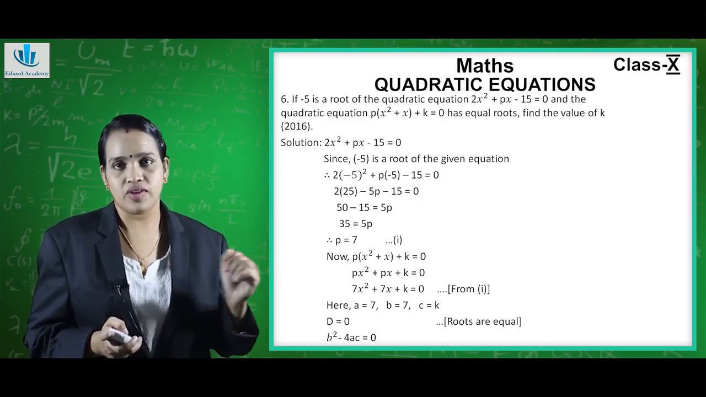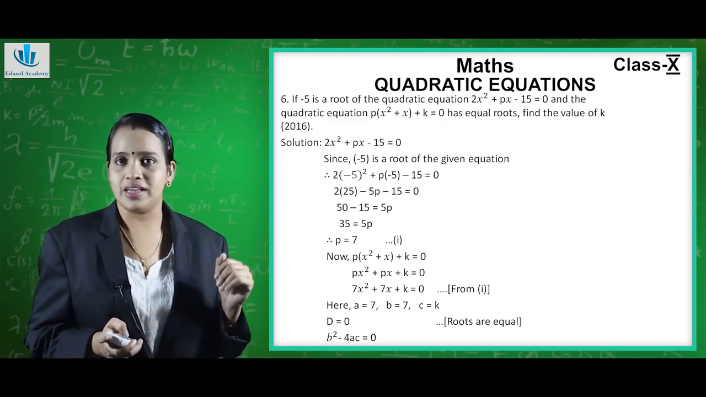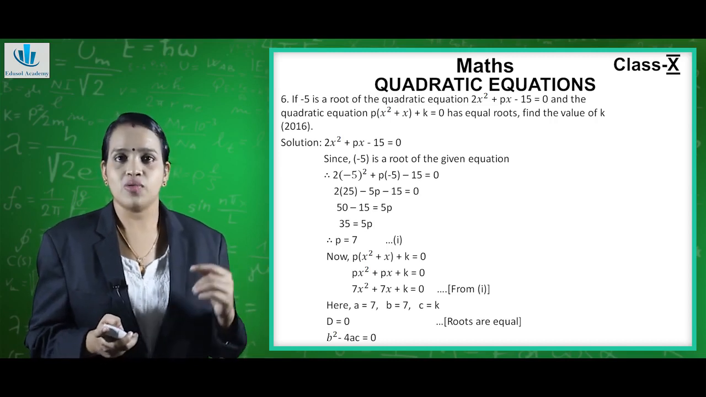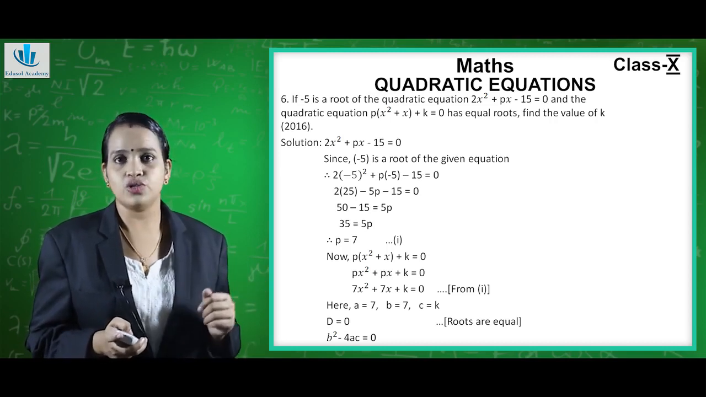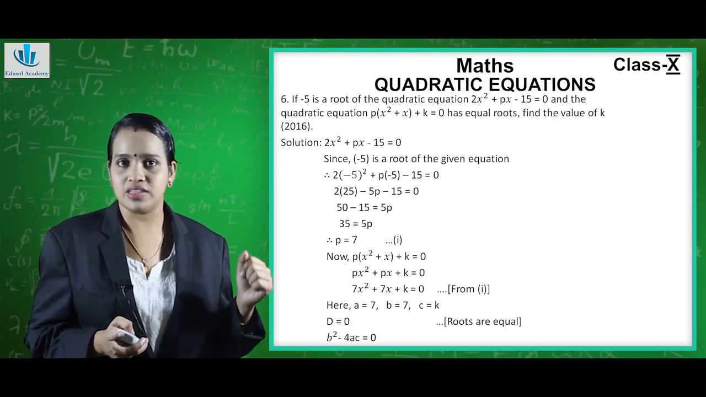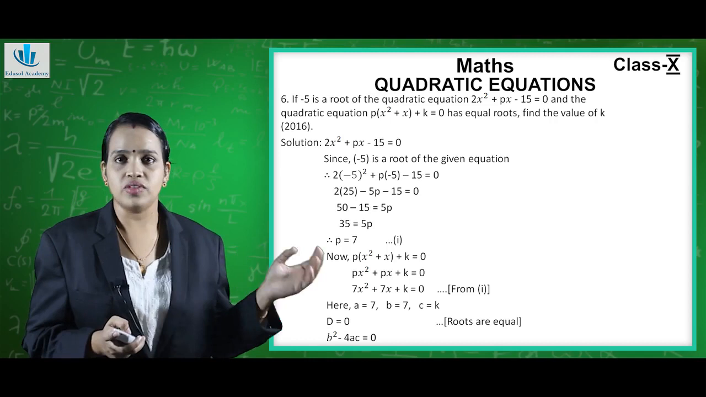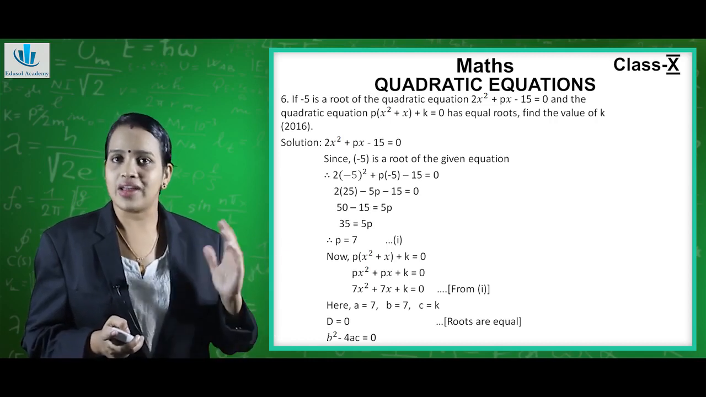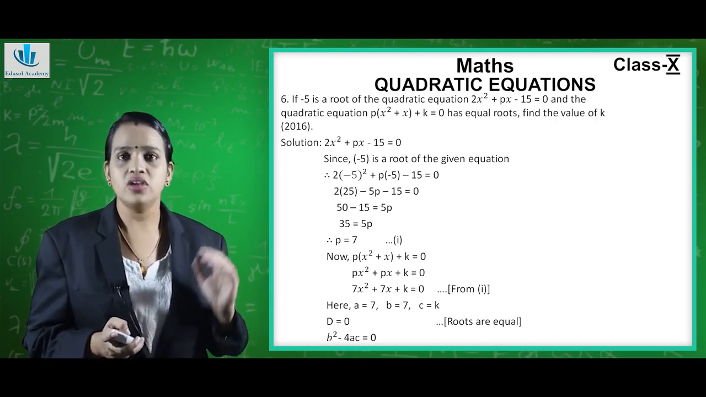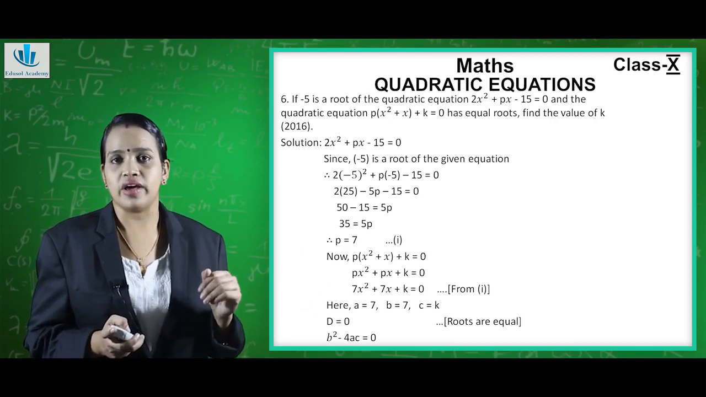Find the value of k. Now this question has appeared in the year 2016. Our equation is 2x² + px − 15 = 0, and in the question it is said that −5 is a root of this equation. So we can say that our x value is equal to −5. So we will put the value of −5 over here.